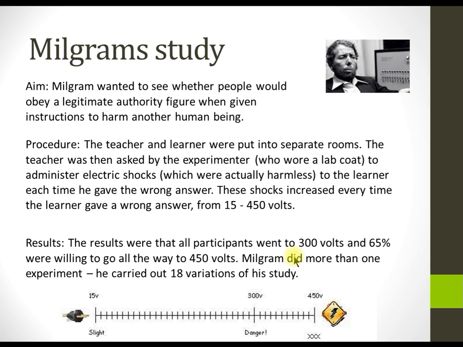Overall, Milgram carried out 18 variations of his study, and we'll look at those variations next time. This diagram gives you an idea of how the machine was labelled. There were switches underneath that the teacher would switch every time they got a wrong answer, and they would escalate the voltage. Each voltage had a label: slight, discomfort, painful, that sort of stuff, right up to danger, and then XXX. So the participant was under no illusions that this was harmless.